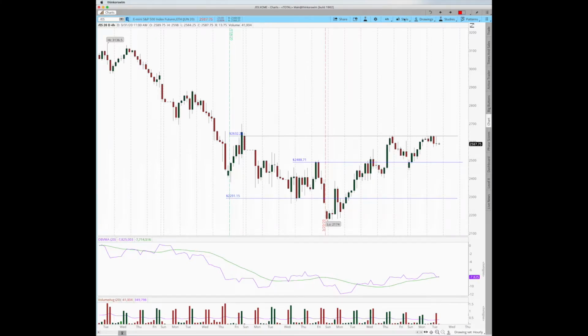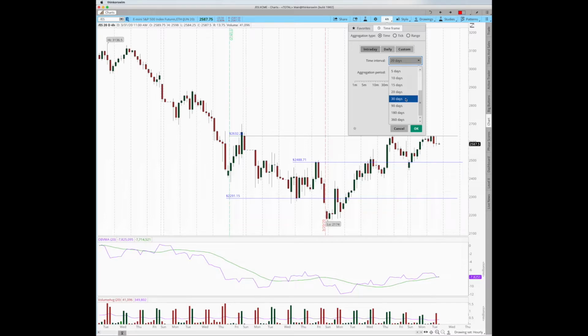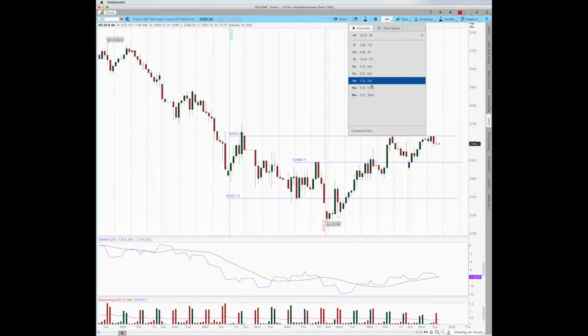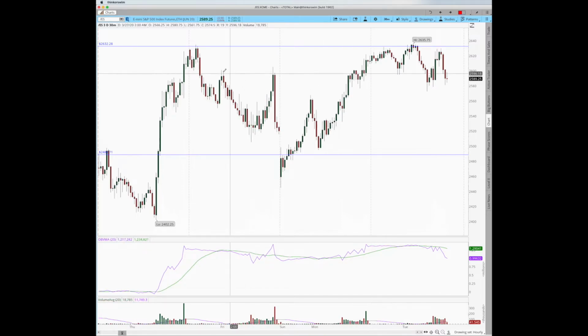Okay, so now let's go into an even tighter time frame. You see how we're doing this? See how we're drilling this down? And we're going to go to favorites. Let's go into a 30-minute. All right, we can see now how these levels have been dealt with. Boom, boom, breakout, come up, hit this, pull back, nice little moves, nice little moves.